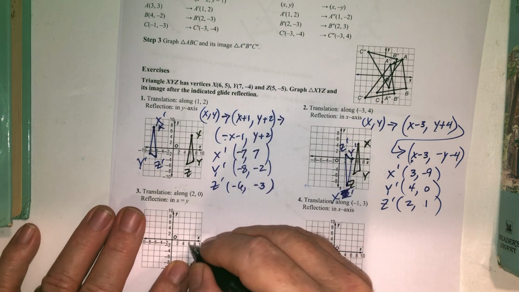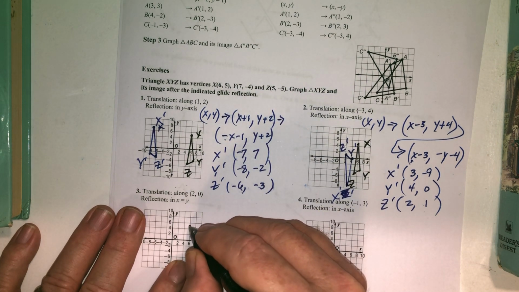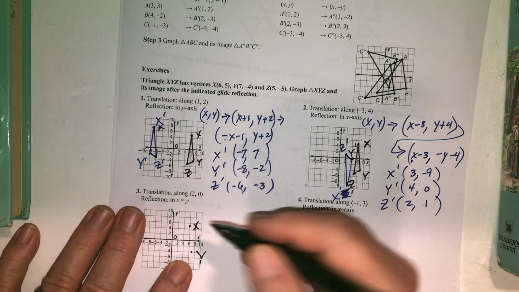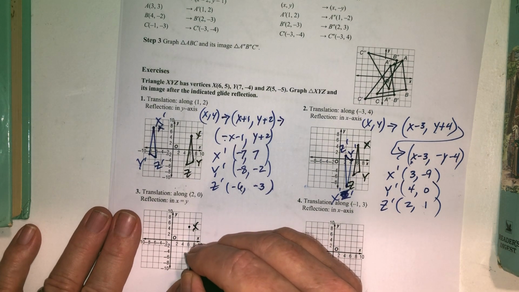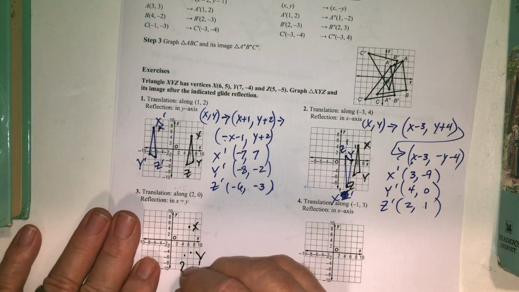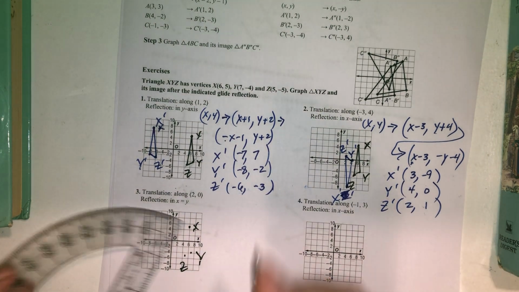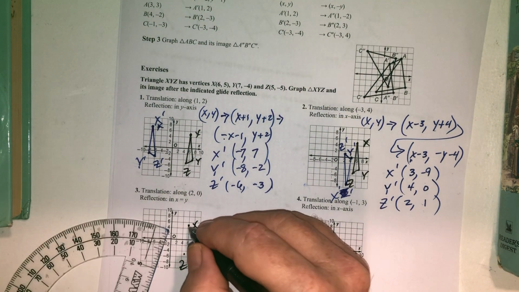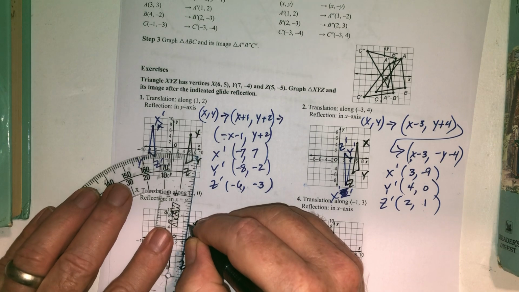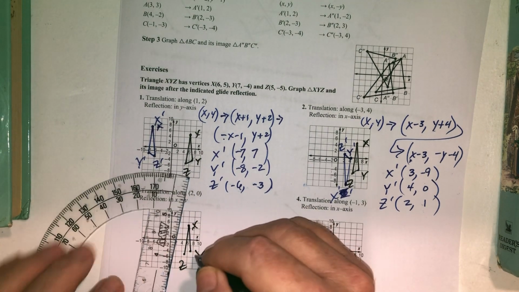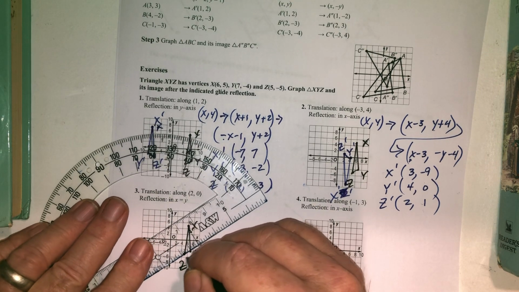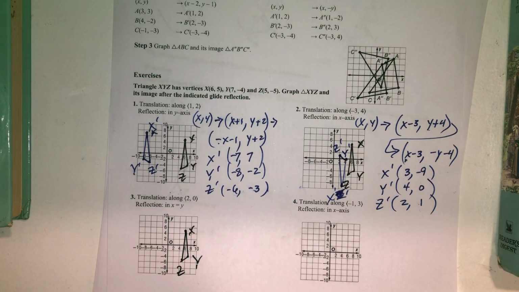Okay. X is 6, 5. That's point x right there. And then z is 5, negative 5. There's point z. All right. So then I'll connect x to z to start with, and x to y, and then y to z to get the original triangle.